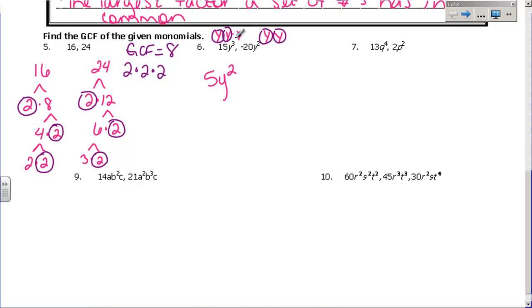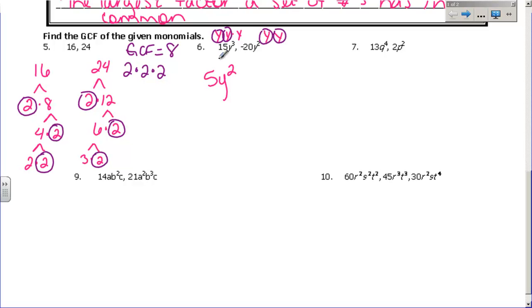Now, if you don't want to draw in expanded form every time, here's a shortcut for remembering the variables. Look at the variables. I got y to the third and y squared. Y squared has the smallest exponent, therefore that is my GCF. The smallest exponent will always be your greatest common factor when it comes to the variables.